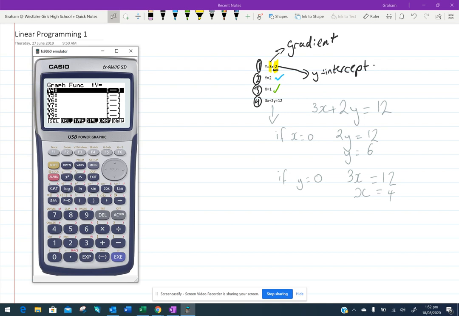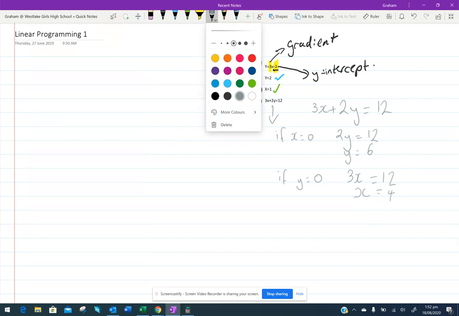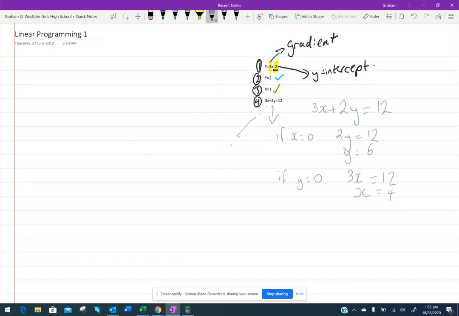I'm going to go back to y. Notice how now it says y in there. I had the equation, 3x plus 2y equals 12.